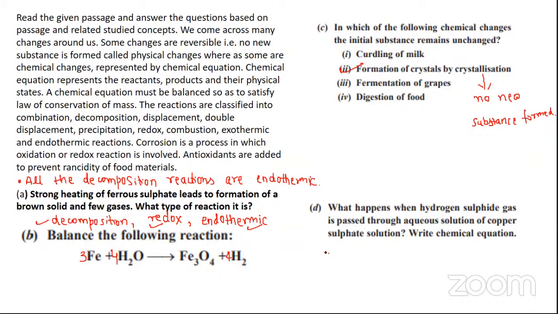So copper sulfate is CuSO4 plus your H2S, that is hydrogen sulfide. It will give you copper sulfide plus H2SO4, right? Sulfuric acid, copper sulfide, hydrogen sulfide, and copper sulfate, right? So I guess it is clear to everyone. Any doubts?